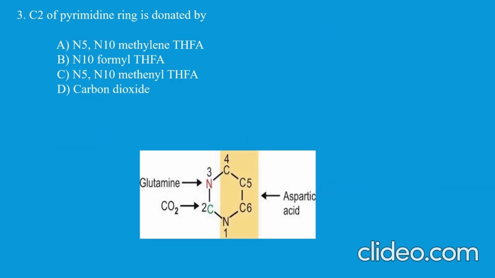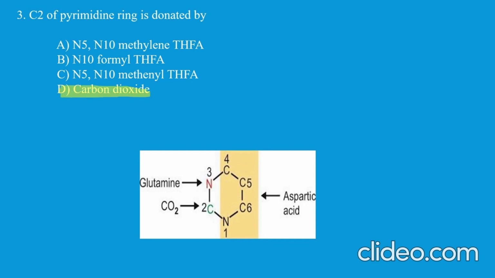Now third question is, C2 of the pyrimidine ring is donated by, as you know, pyrimidine is a single ring structure which contains 6 atoms, out of which there are 2 nitrogens and the 4 carbons. As you can see in the picture, that is N1, C4, C5 and C6, right? N1, C4 and C5 and the C6. These 4 atoms are derived from the aspartic acid. Now the another nitrogen N3 is derived from the glutamine and C2 is derived from the carbon dioxide. So here the answer would be carbon dioxide, correct?